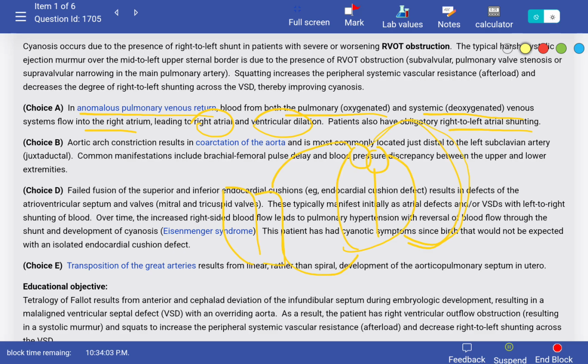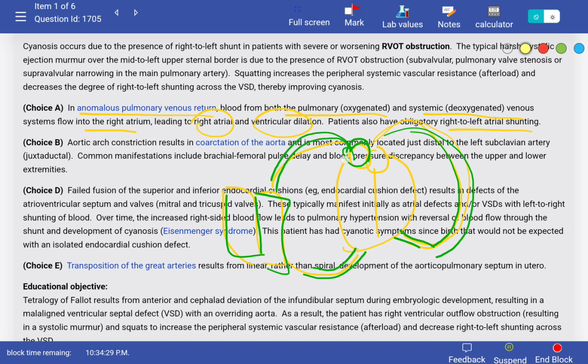What they mean by this is, let's say this one over here is the oxygenated blood. This should go toward the systemic circulation, but instead of that it is going into the right atrium. Also, through the pulmonary artery, this will go to the lungs for oxygenation, and this will again enter the right atrium. They are talking about this.